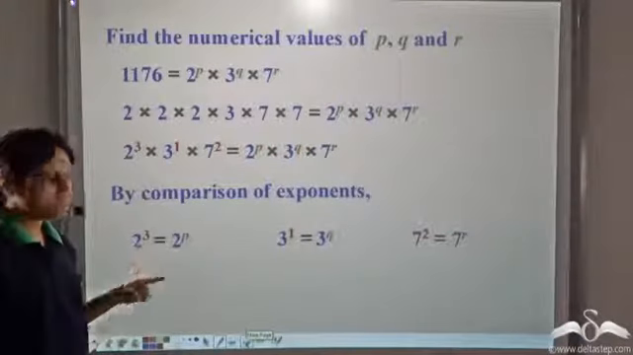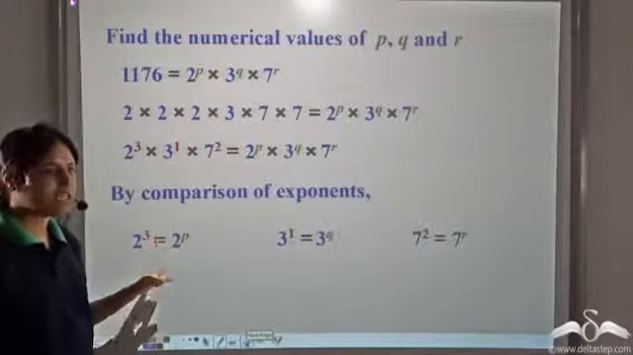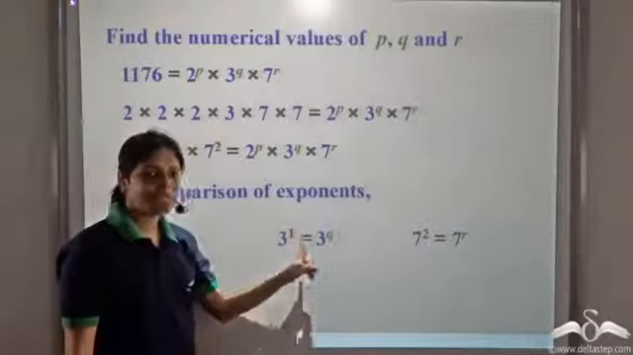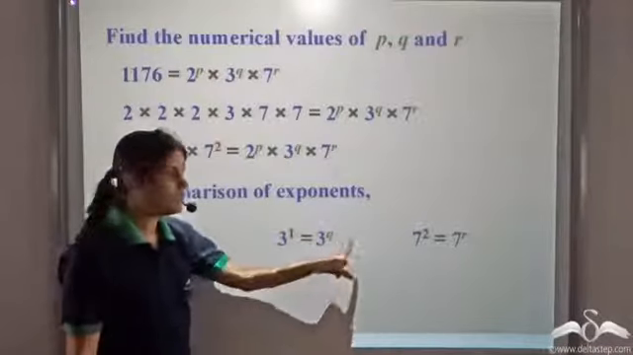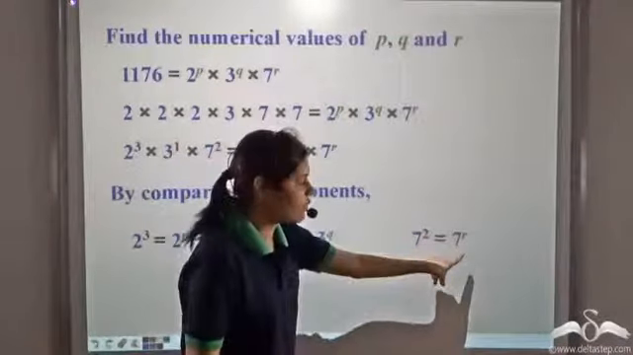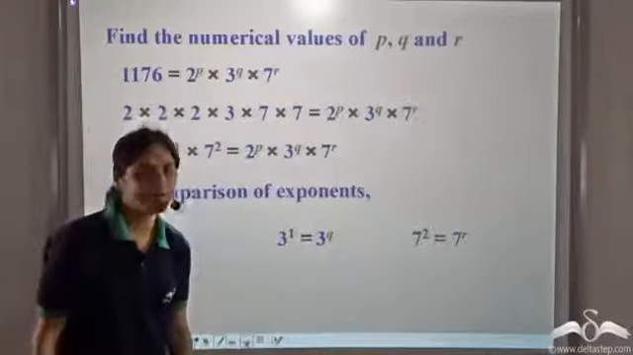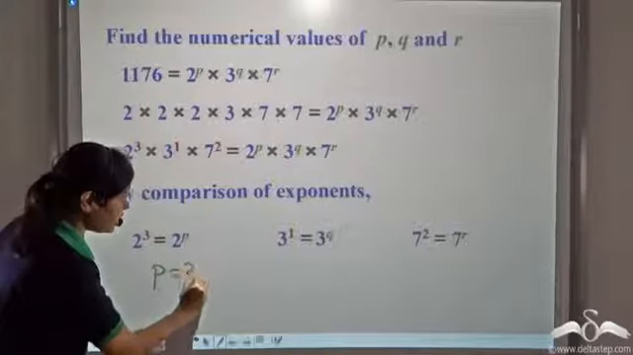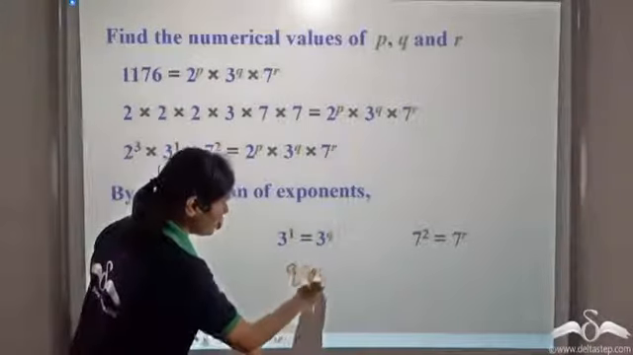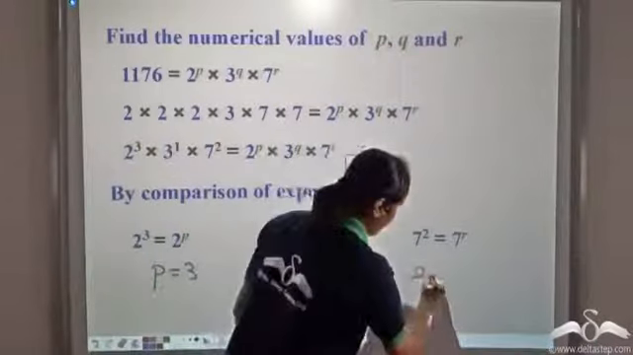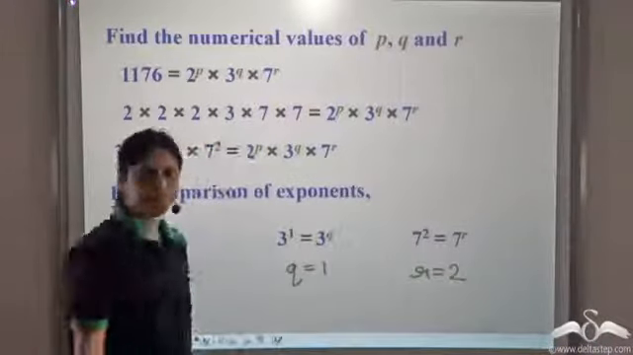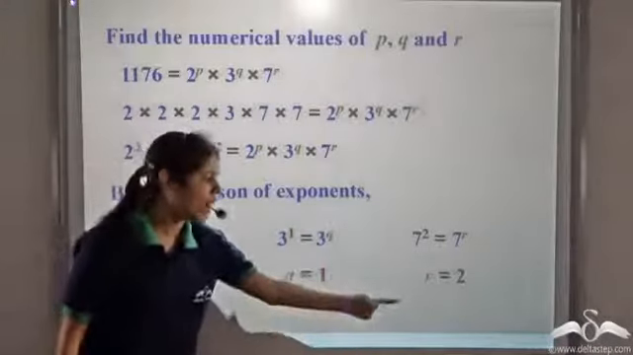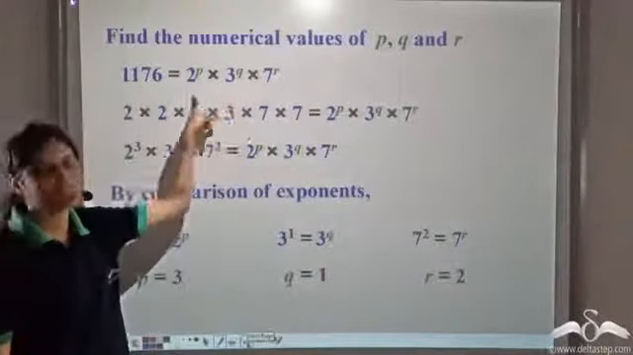So when we equate these, we get 2 to the power 3 equal to 2 to the power p, 3 to the power 1 equal to 3 to the power q, 7 to the power 2 equal to 7 to the power r. So from here we have p equal to 3, q equal to 1, r equal to 2. So these are the numerical values of p, q and r which satisfy this equation.